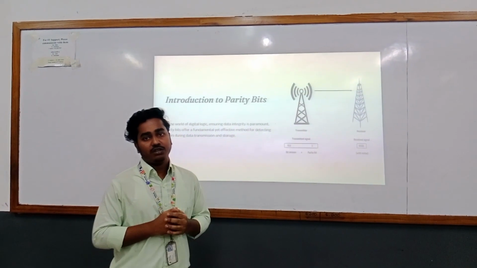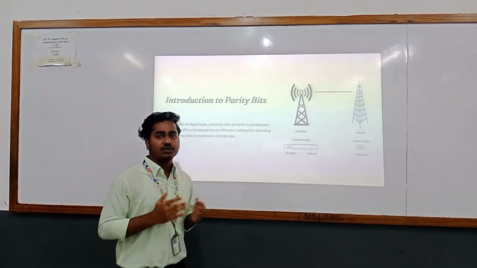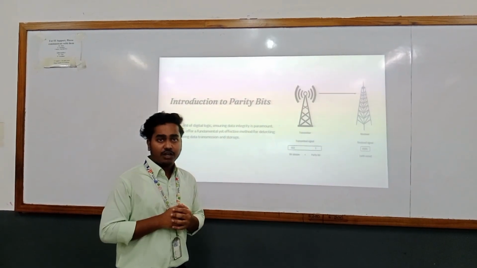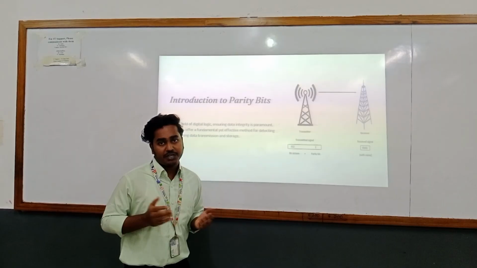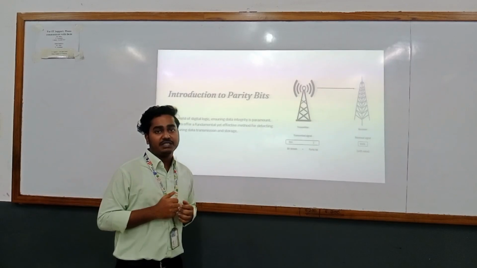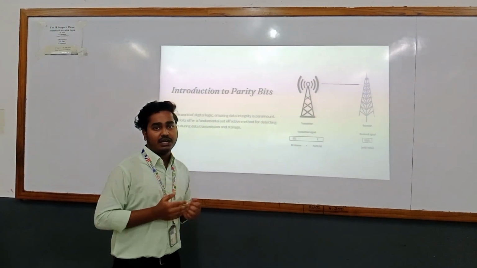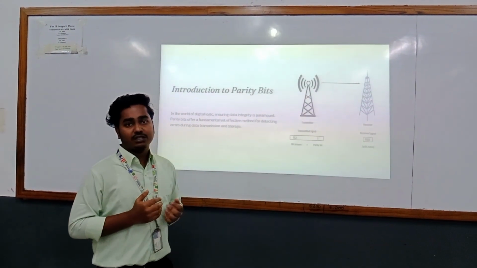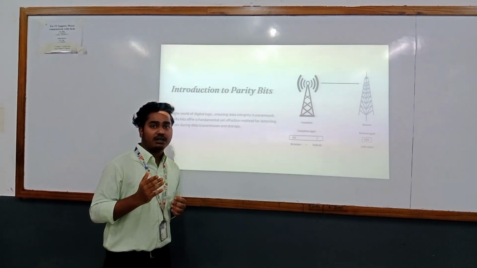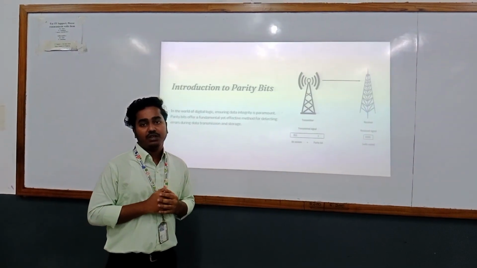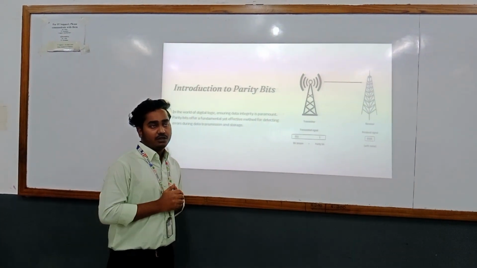In digital communication, data can get corrupted due to noise or interference. To detect this error, an extra bit called a parity bit is added to the original data. Parity bits help ensure data integrity during transmission or storage. The illustration on the right shows the transmitter sending the original data stream along with the parity.